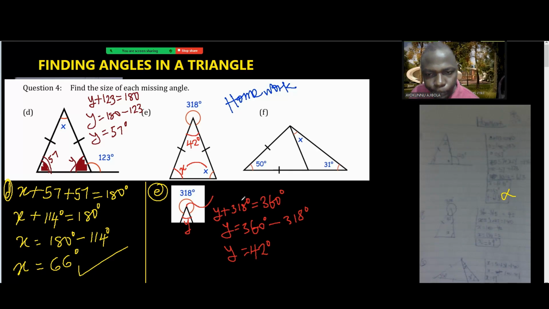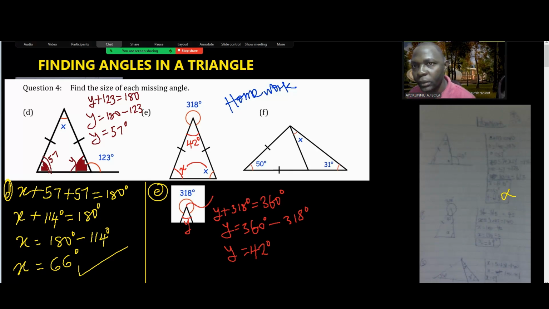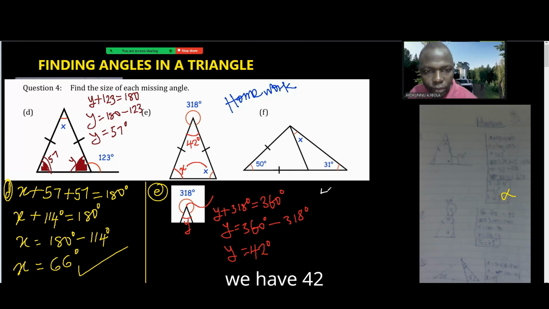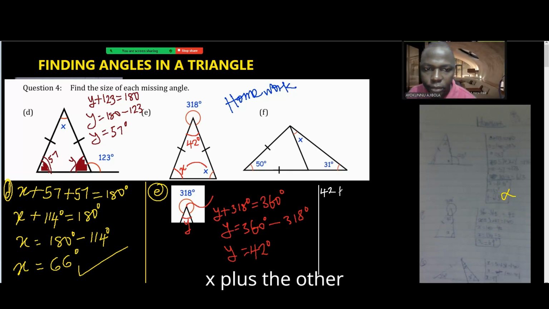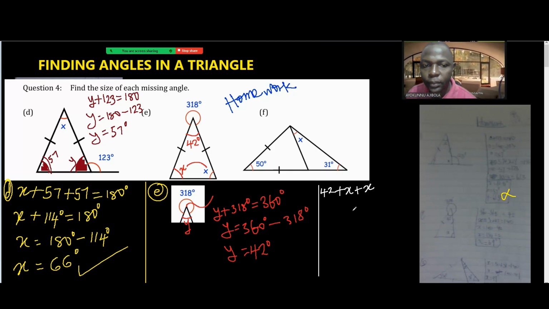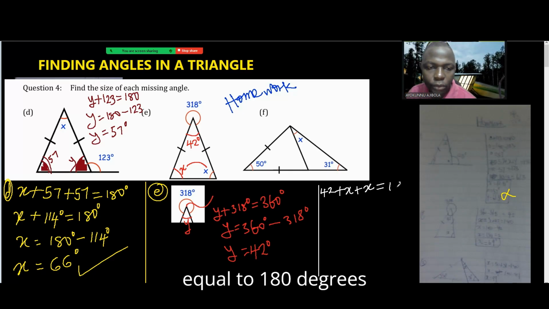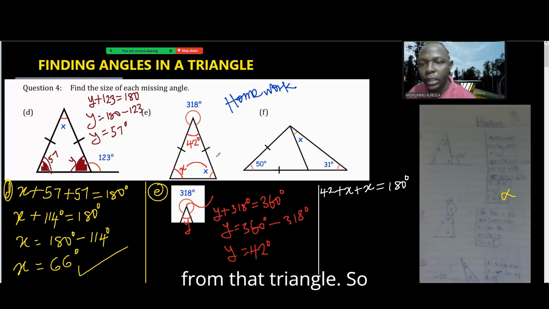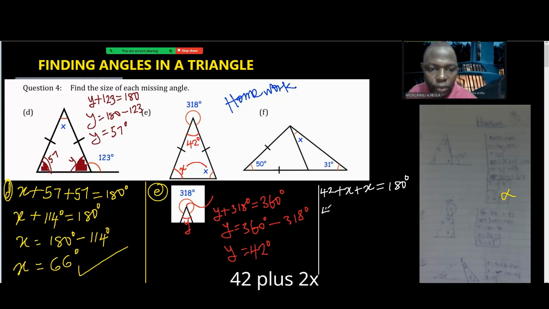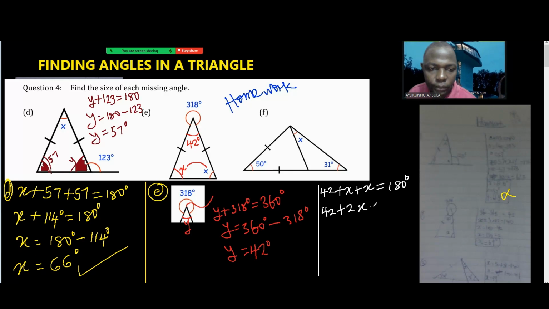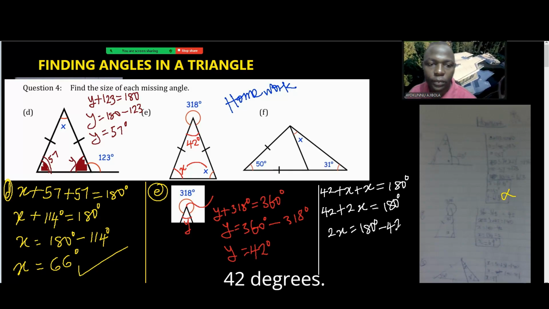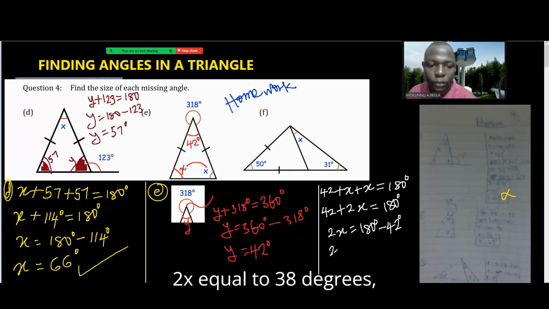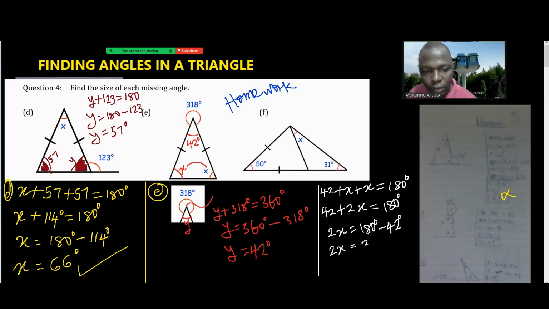So we can now conclude and say that we have 42 plus x plus the other x equal to 180 degrees from that triangle. So 42 plus 2x equal to 180 degrees. So 2x equal to 180 degrees minus 42 degrees. 2x equal to 138 degrees, right?